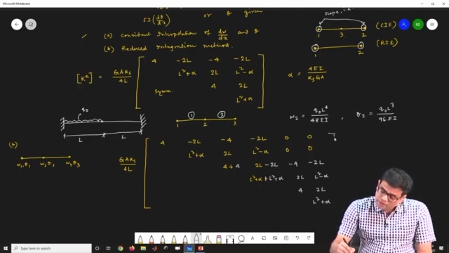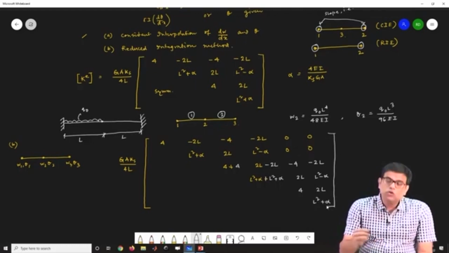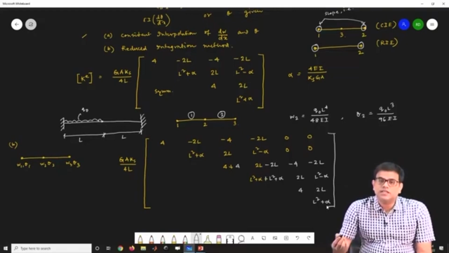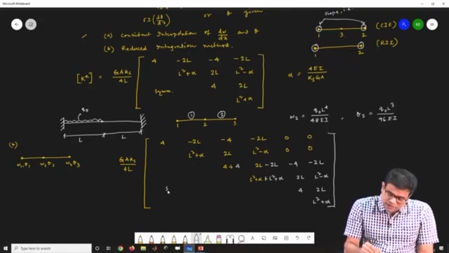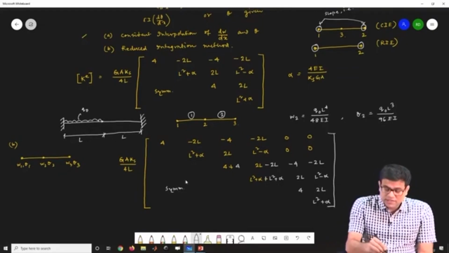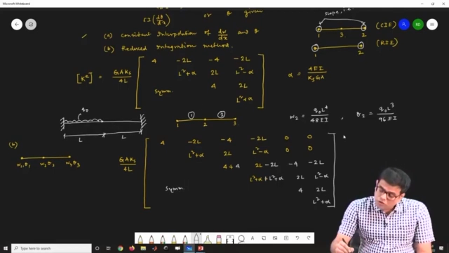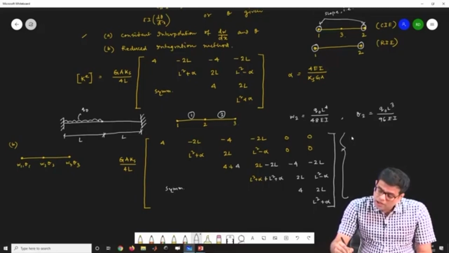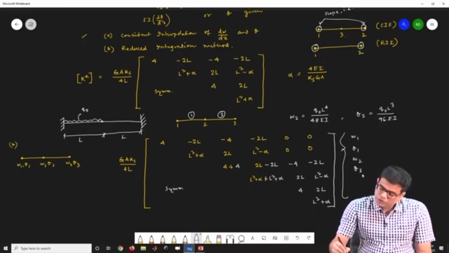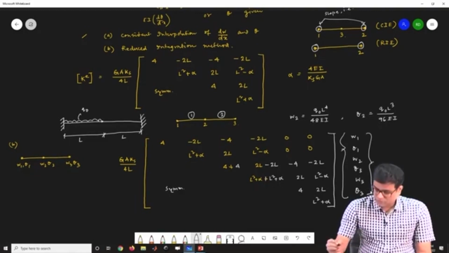So this is my whole assembly, the whole stiffness matrix, which is a 6 by 6 stiffness matrix, and this matrix is essentially symmetric. So now what will be the degrees of freedom? Degrees of freedom will be W1 theta 1, W2 theta 2 and W3 theta 3. So this will be my degrees of freedom.